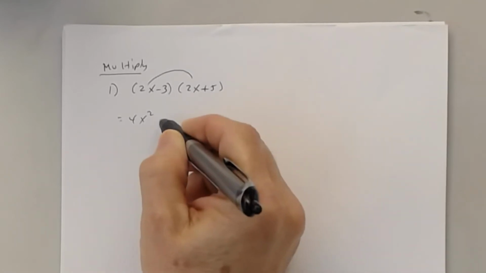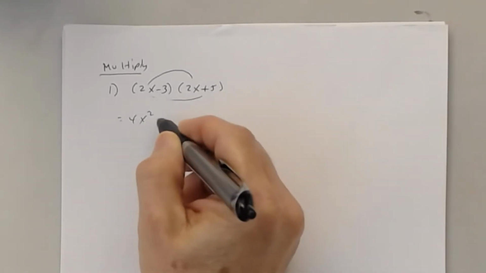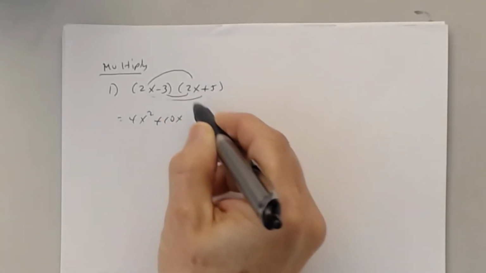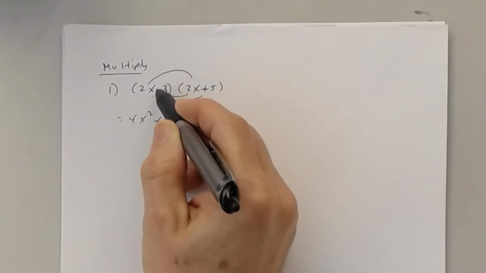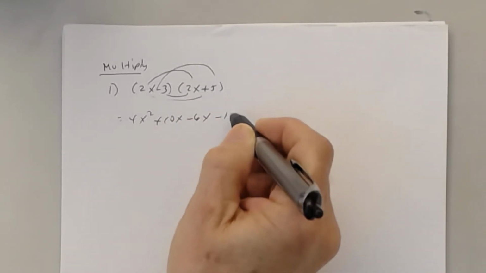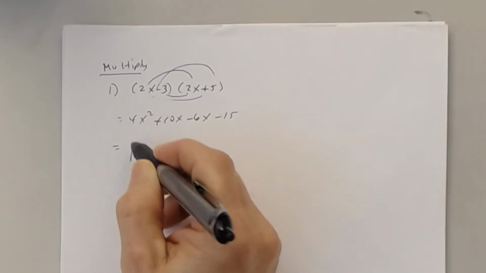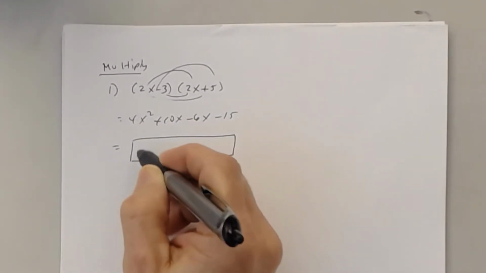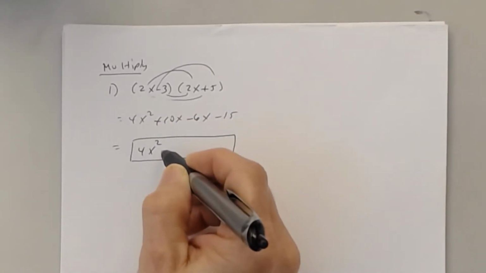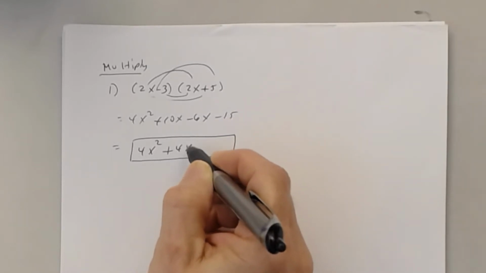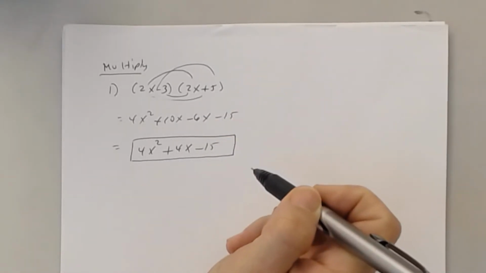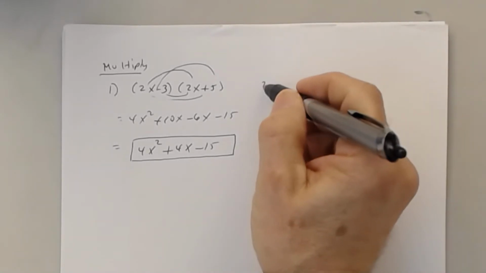What's the outer? 10x. What's the inner? Minus 6x. And what's the last? Minus 15. When I combine like terms, what would be your answer? 4x squared plus 4x minus 15, right? Okay. What about if you had this?